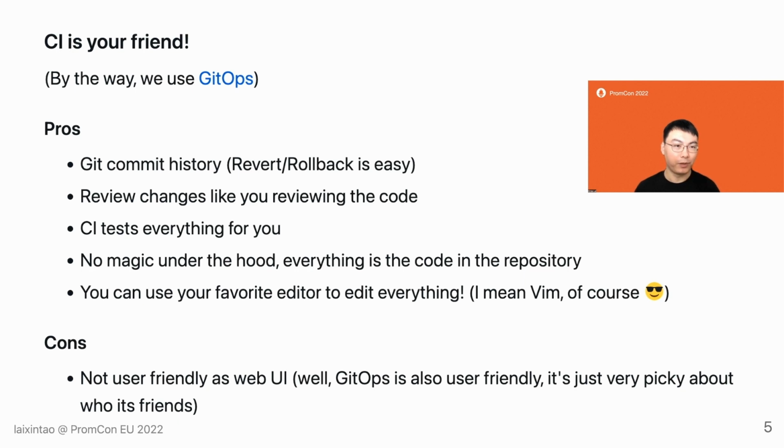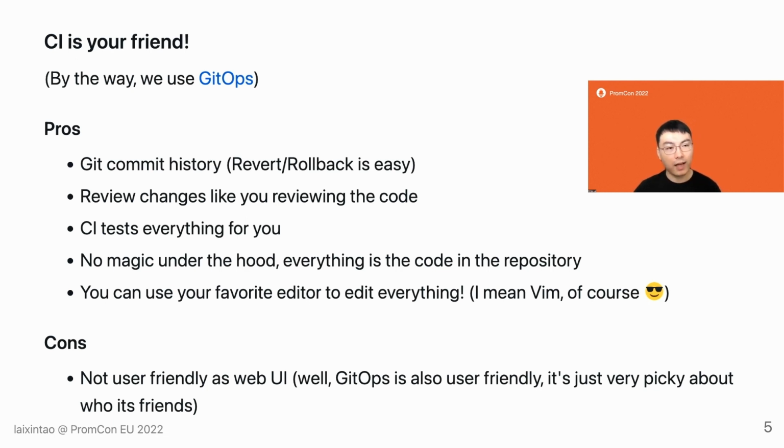The downside of using GitOps is that it's not as user friendly as a web UI. Some companies have a web UI wrapper around the alerting rules. You can create or edit existing alert rules by clicking some buttons and inputting some fields in a form. Then the system converts the web UI input into the alerting rules. But I always found that in the end, you need to know how the system works, how it transforms the input into alert rules, so that you can use the system well. So in a way, it's not that user-friendly. And we can say that GitOps is also user-friendly. It's just very picky about who its friends are.